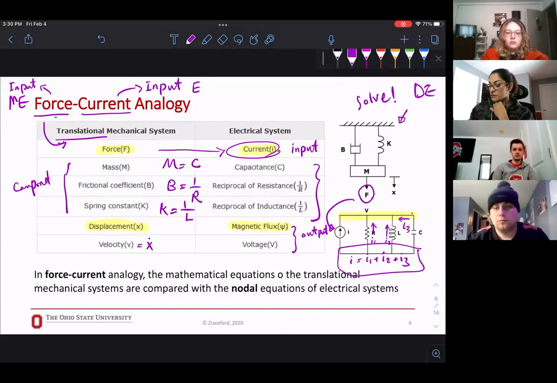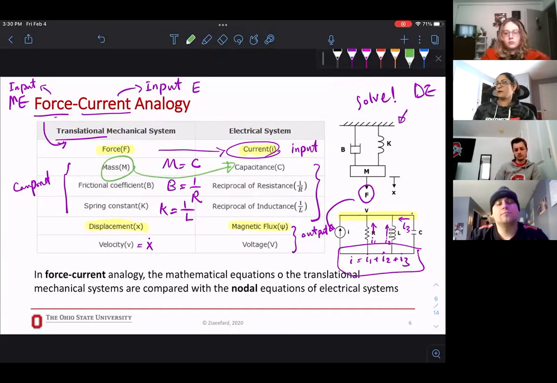Our case is force current analogy. So if you look here, if you have a mass, it will be converted to capacitance. So as you either use this table or you use the equations, both of them are the same.